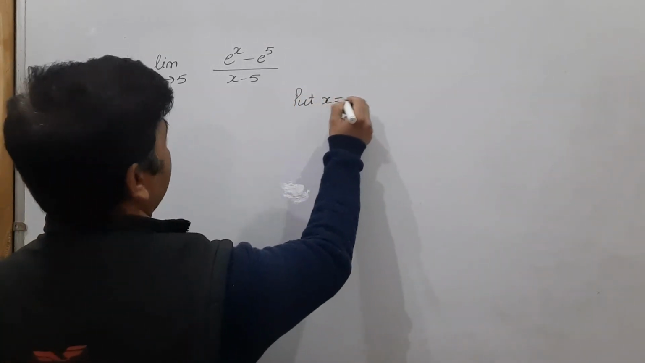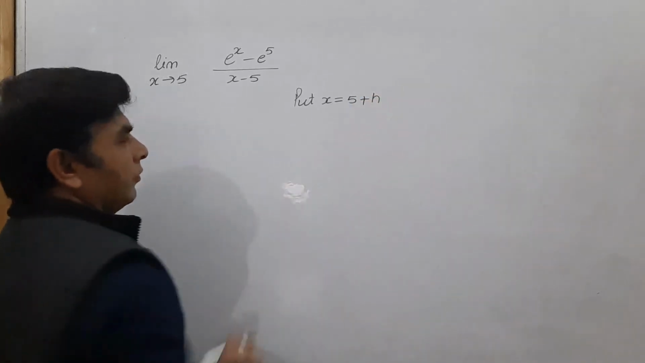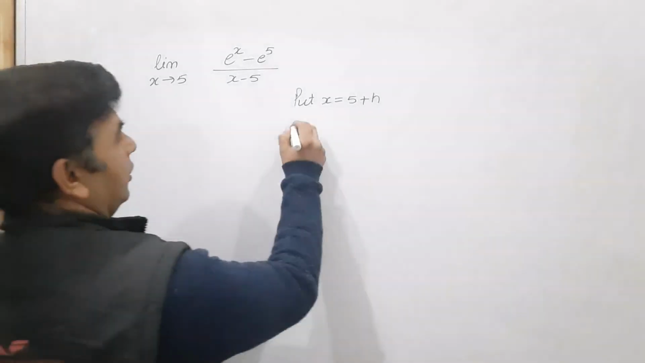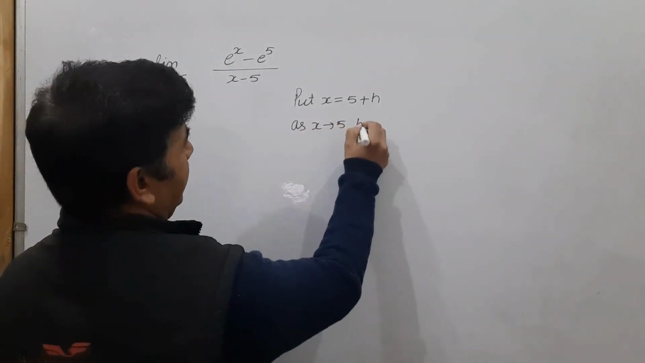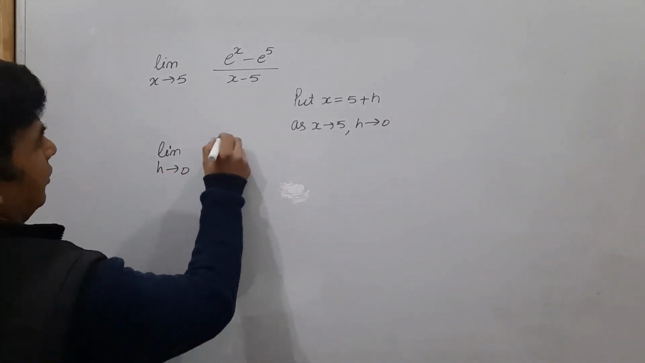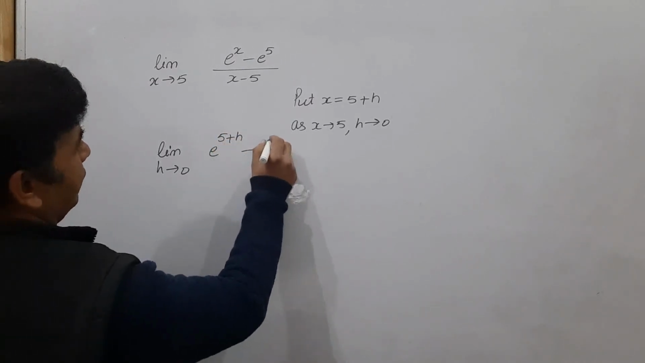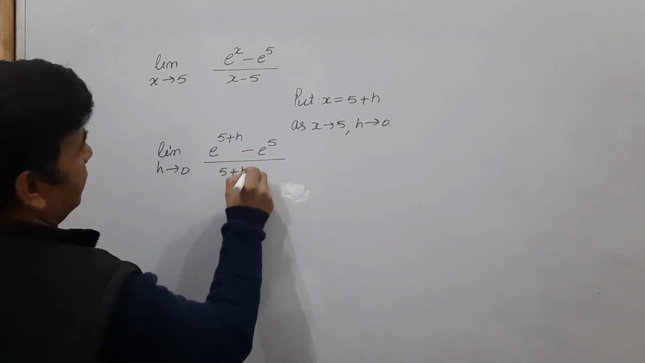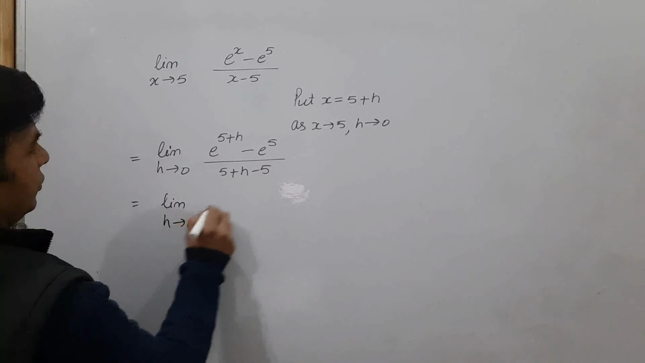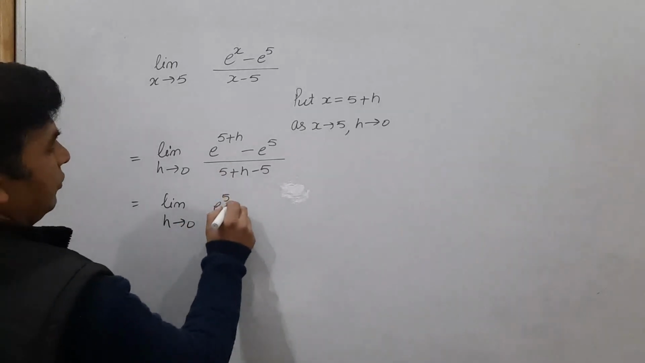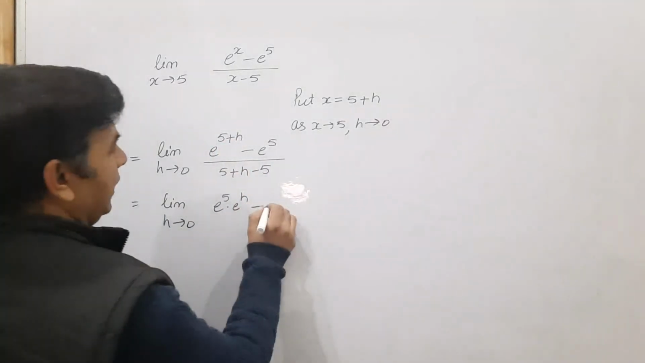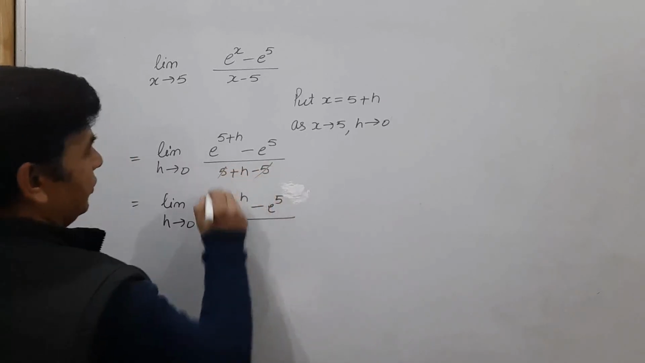So put x is equal to 5 plus h. अब मुझे समझाने की मुझे लगता है कि आपको रिक्वायरमेंट नहीं है कि कैसे ही हमने क्यों किया है. So as x approaches to 5, h will approach to 0, and this is your limit h approaches to 0 of e to the power 5 plus h minus e to the power 5 upon 5 plus h minus 5. So limit h approaches to 0, we can write it as e to the power 5 into e to the power h minus e to the power 5, upon h, the 5s cancel out.